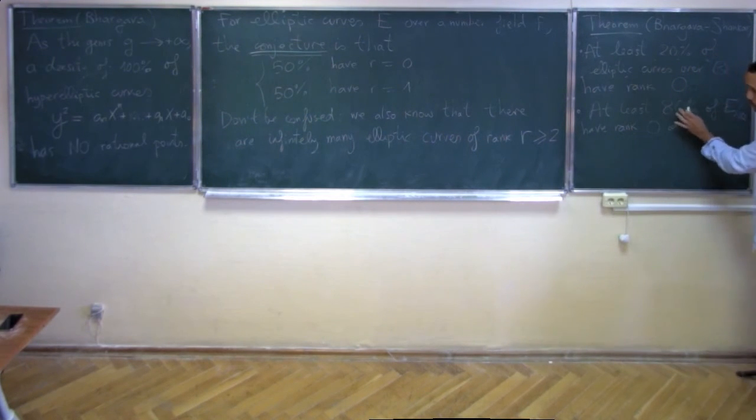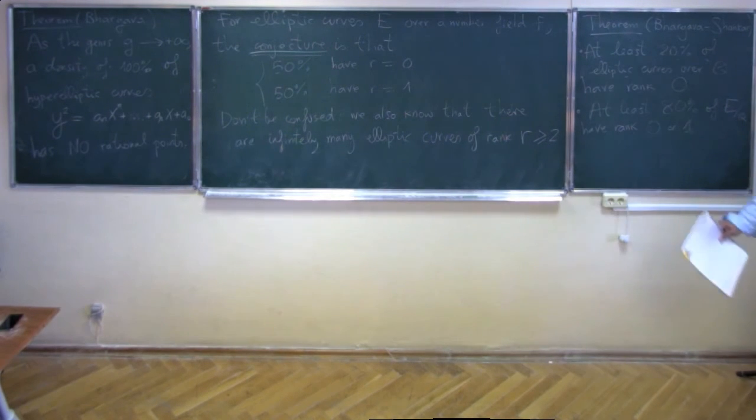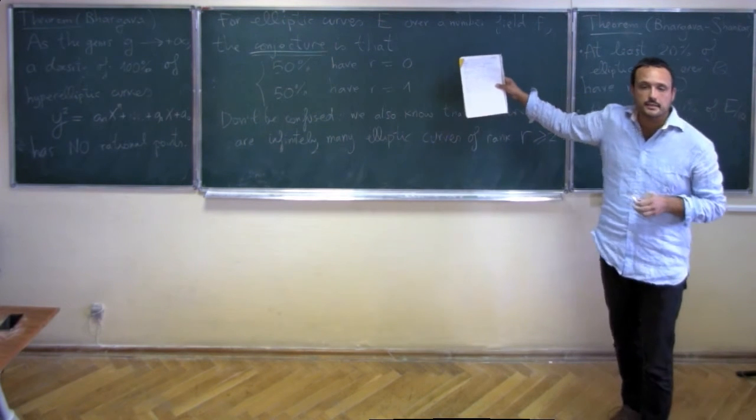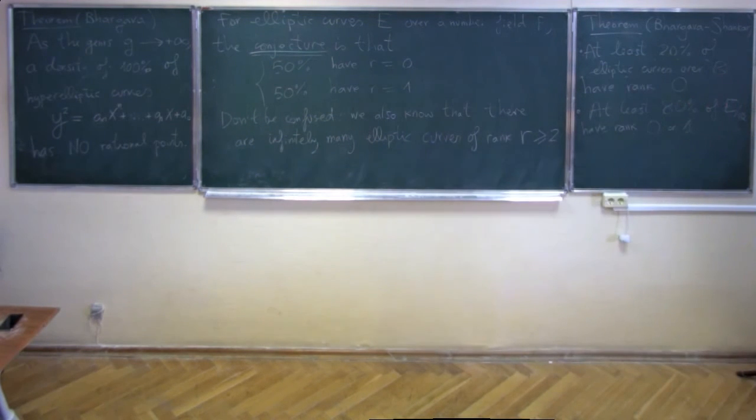We expect 100% of them to have rank 0 or 1, because we expect 50% having rank 0 and 50% having rank 1. So this should be 100 and this should be 50. Bhargava and Shankar were able to prove these lower ones. Okay?